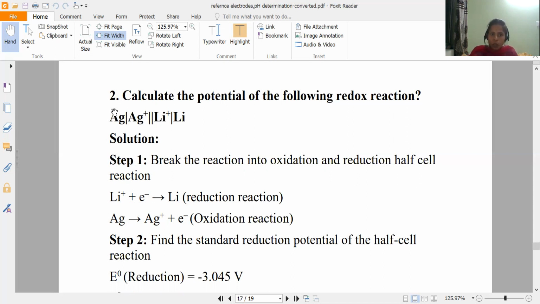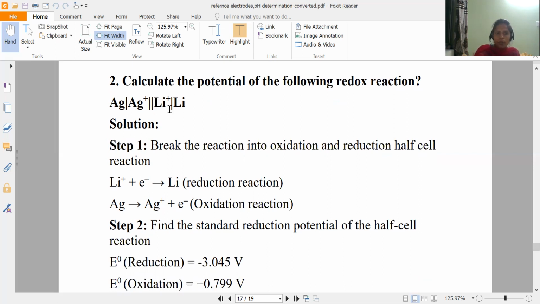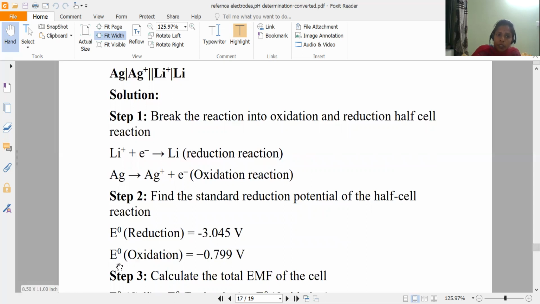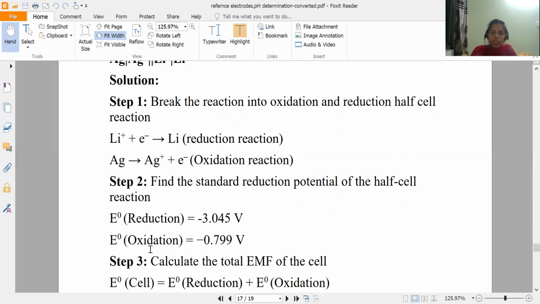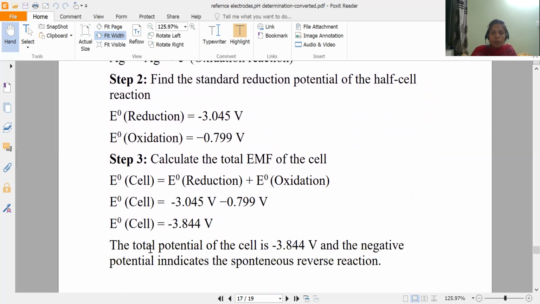Or else directly from the cell notation also we can tell: the left side of the double vertical line is the anode, the right side is the cathode. So silver is acting as the anode and lithium is acting as the cathode. They will give the E naught cathode value and E naught anode value. Directly we are going to substitute in the formula, and we will get the E naught cell. But remember one thing, if the value is negative, the reaction is non-spontaneous. If the value is positive, the reaction is spontaneous. This is about the numericals.